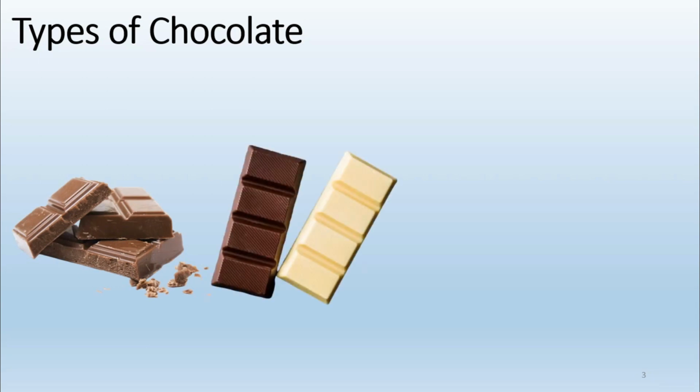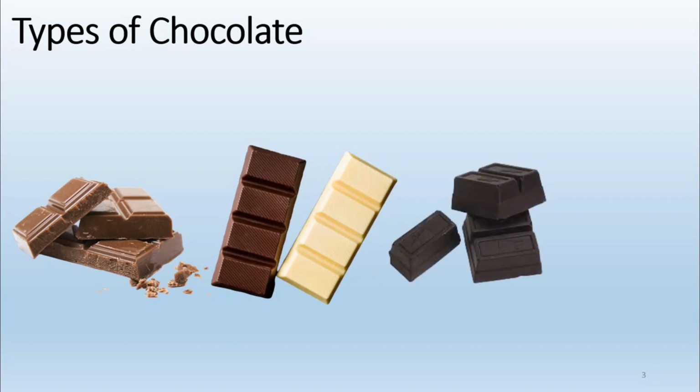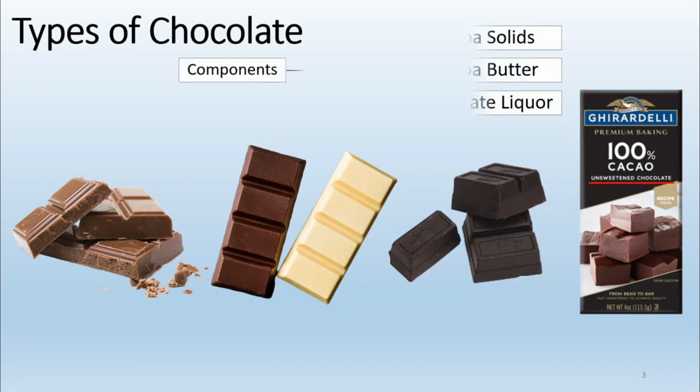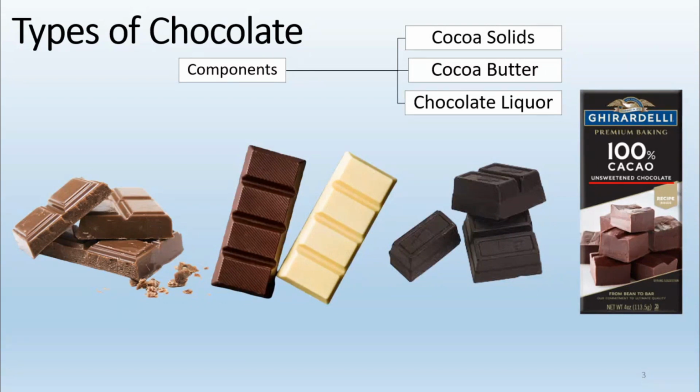And if we talk about today's chocolate, now we have many different types and varieties. Here you can see the milk chocolate. And then we have this white variety, white chocolate. Then we have this dark one. And finally, we also have this fourth variety, which is unsweetened chocolate. So whether we talk about any kind of chocolate, they are all made up of mainly three components, which are cocoa solids, cocoa butter, and chocolate liquor.